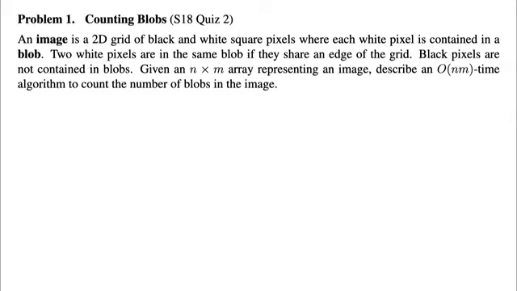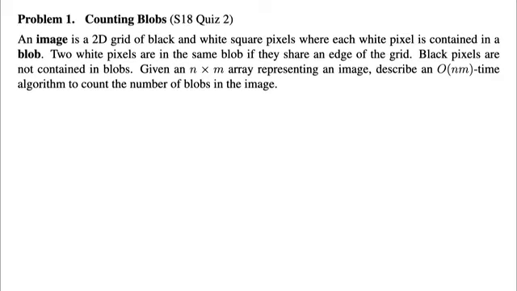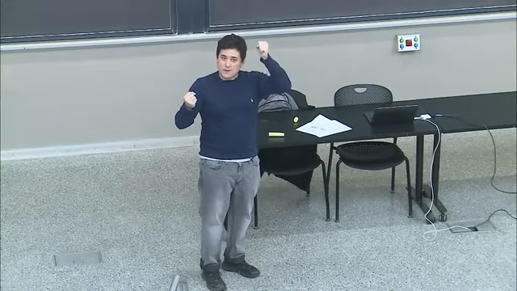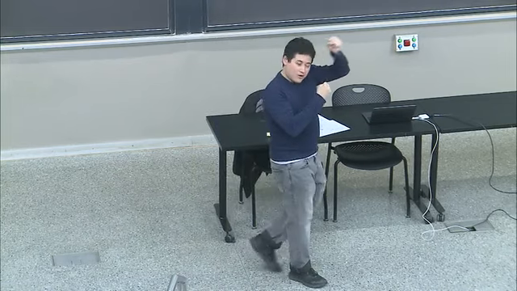And what we say is each white pixel is contained in a blob. Okay, but what is a blob? I don't know, right? I'm kind of giving you an implicit definition of what a blob is. Two white pixels are in the same blob if they share an edge of the grid. So this kind of tells me this graph has an edge if these pixels are adjacent and they're both white, right? That's what it means. But an interesting part about that definition is that it kind of is transitive, right?